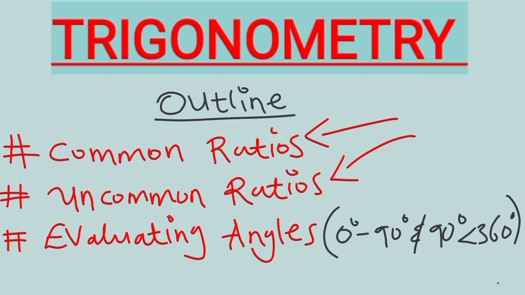From uncommon ratios, we're also going to talk about the evaluation of angles, that is angles from 0 degrees to 90 degrees, and angles from 90 degrees to 360 degrees. These are two separate angle ranges: 0 to 90 degrees, and the angles that are above 90 degrees but less than 360 degrees, and how to evaluate them. So let us now go right into it.